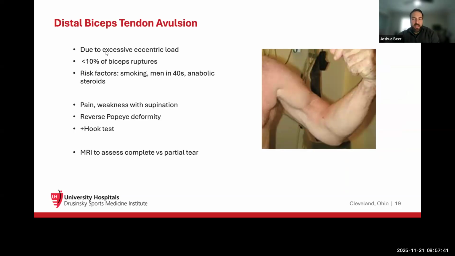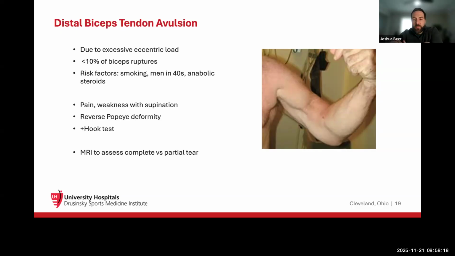Moving on with a distal biceps tendon avulsion. This is thought to be due to an acute excessive eccentric load. So someone's lifting something heavy, or they're walking a dog and the leash pulls really quickly. It could cause that tendon to snap off. As far as all biceps ruptures, 90% are proximal, so under 10% are this distal component. Risk factors: smokers, men in their 40s and 50s, and especially if they're taking anabolic steroids, that puts you at high risk.